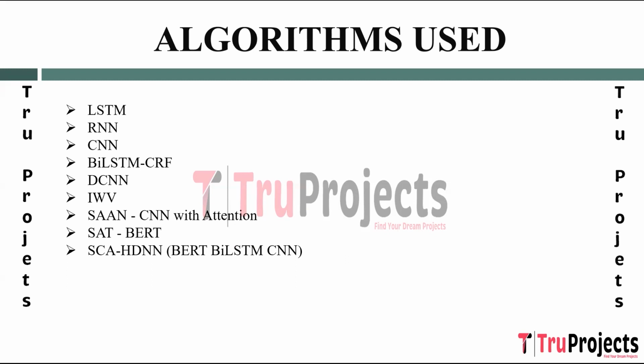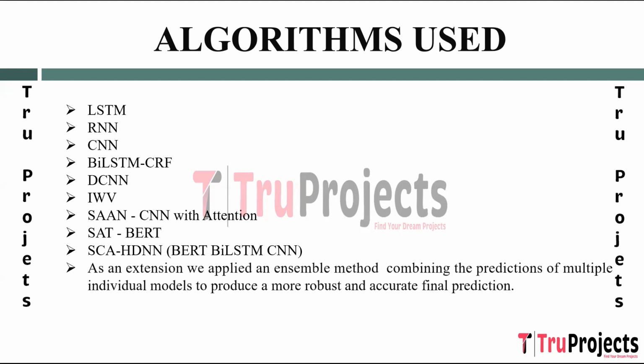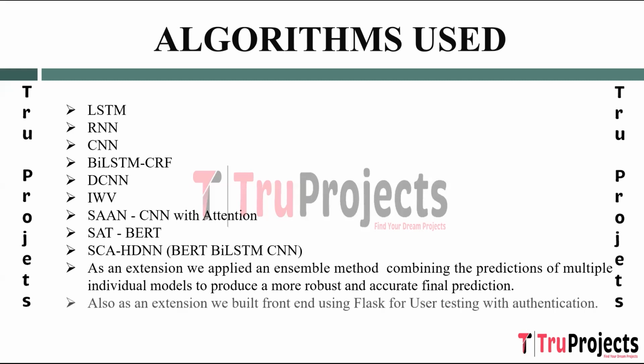In the project, SCAHDNN can be used to leverage the strengths of different architectures for improved sentiment analysis accuracy. As an extension, we applied an ensemble method, combining the predictions of multiple individual models to produce a more robust and accurate final prediction. Also, as an extension, we built a front end using Flask for user testing with authentication.